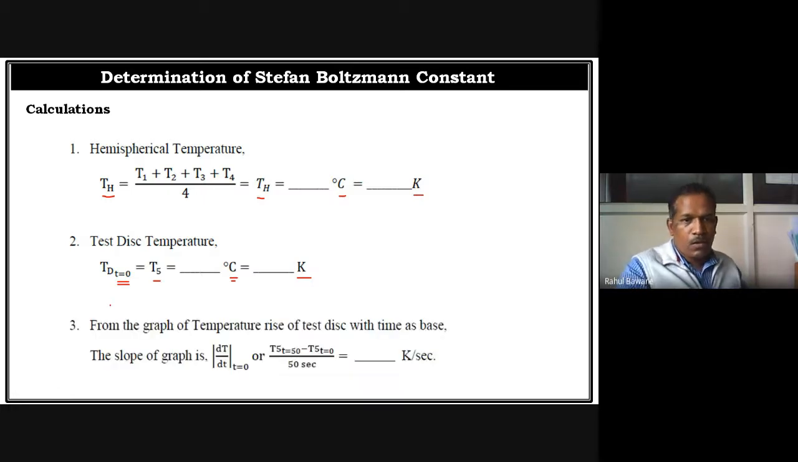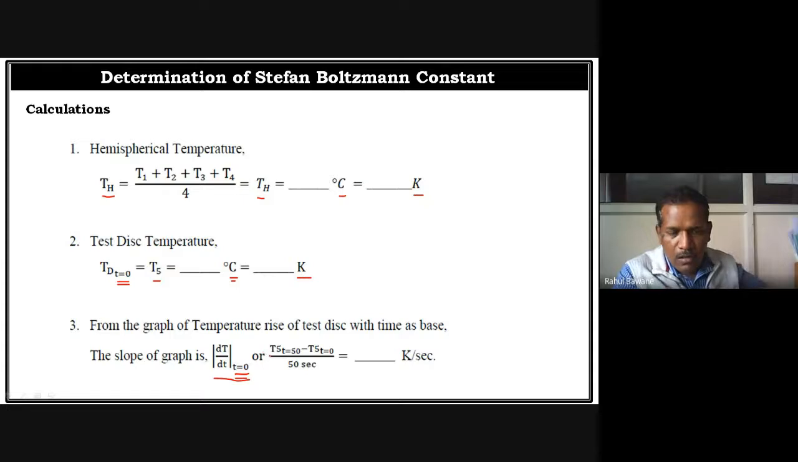Next, either we plot a graph first, a graph of test disk temperature at 0 second, 10 second, 20 second, 30 second. So time versus temperature, we plot a graph for test disk temperature, and we find out the slope of that graph. Otherwise, the second method, we can calculate the slope of the graph from the readings. So slope of graph, d of temperature divided by d of time, at t equals 0.